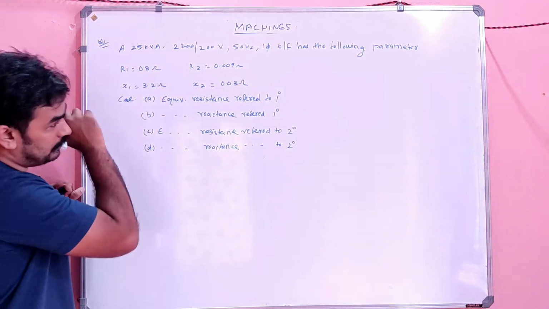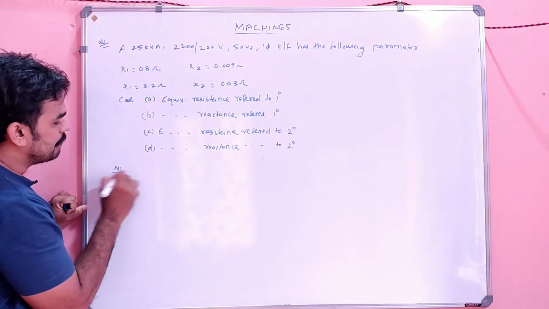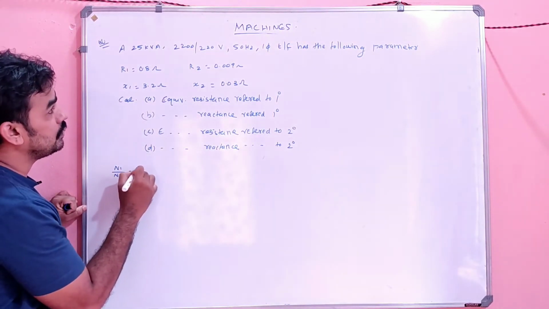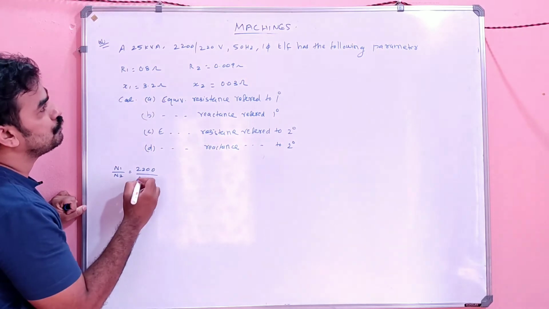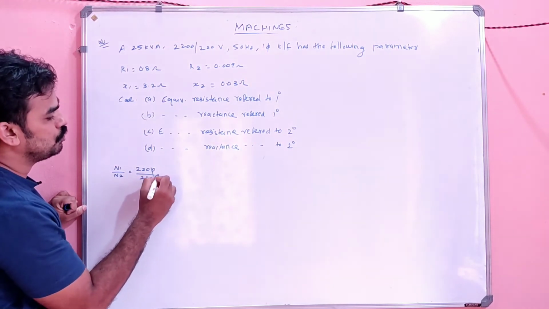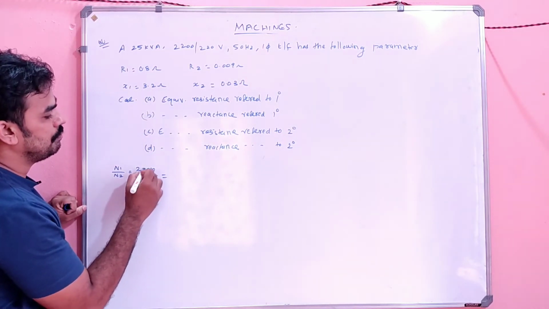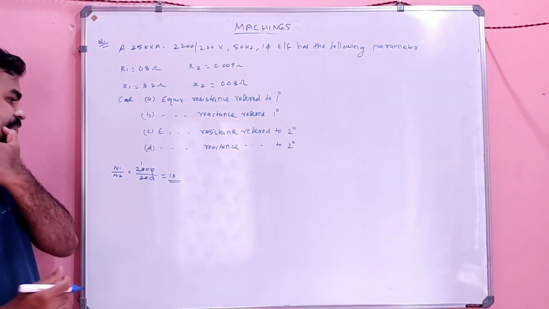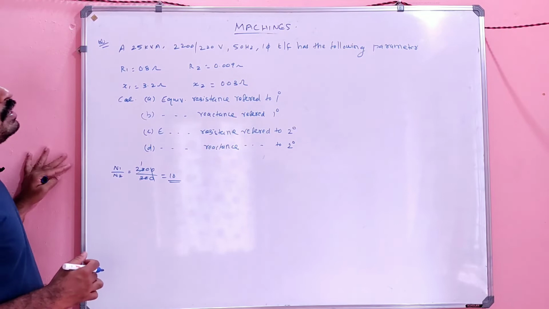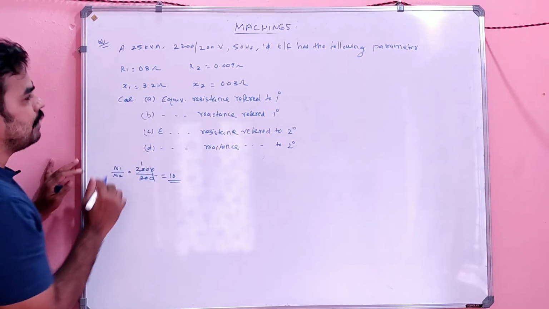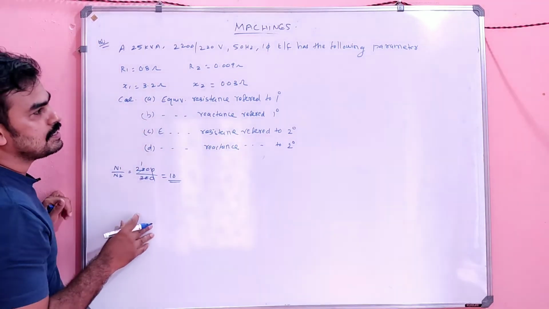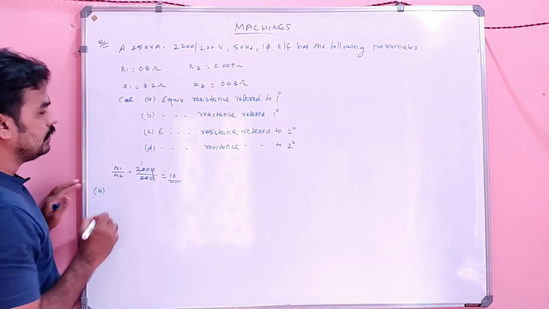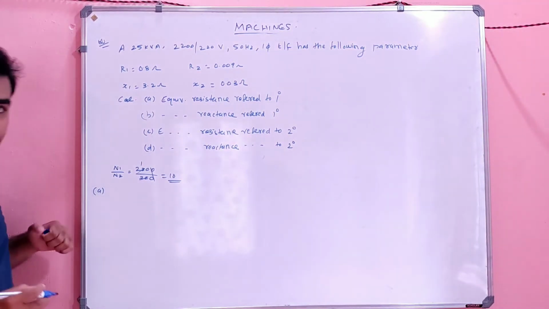2200, right? So N1 by N2 will be 2200 by 220, right? So it will become 10. It will become 10. So first you have to find what? Equivalent resistance referred to primary.